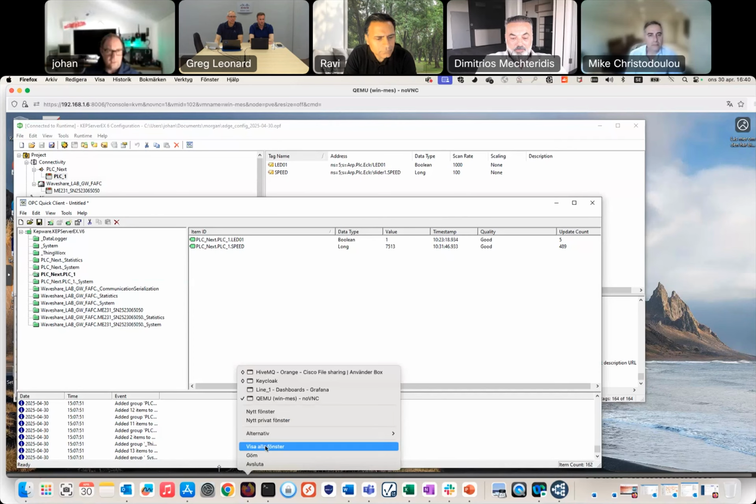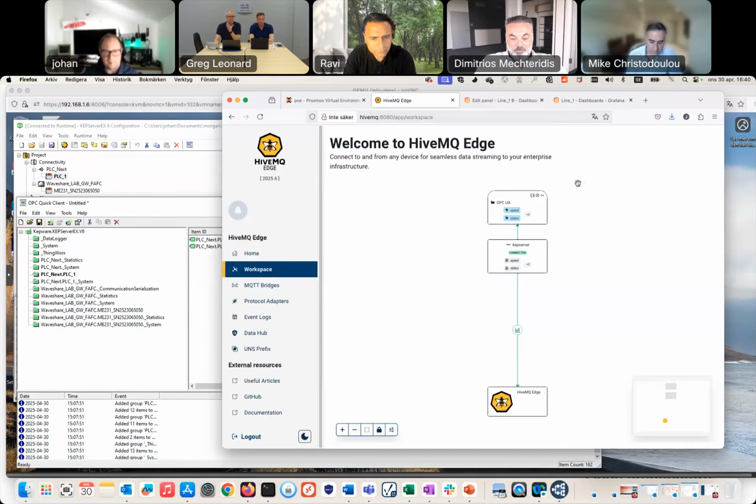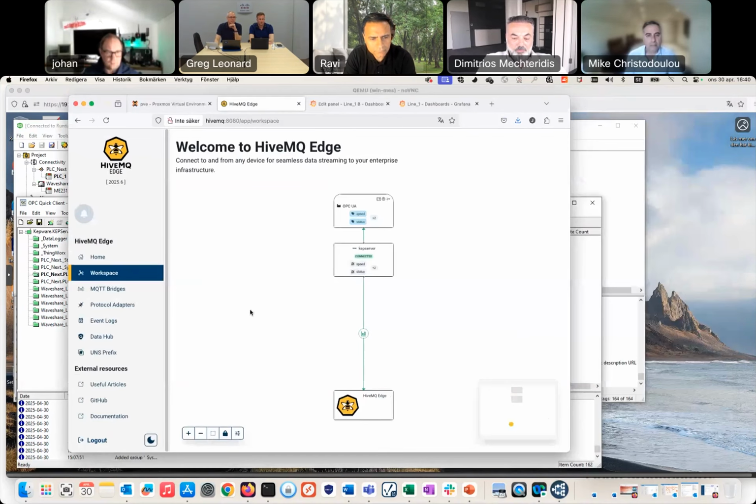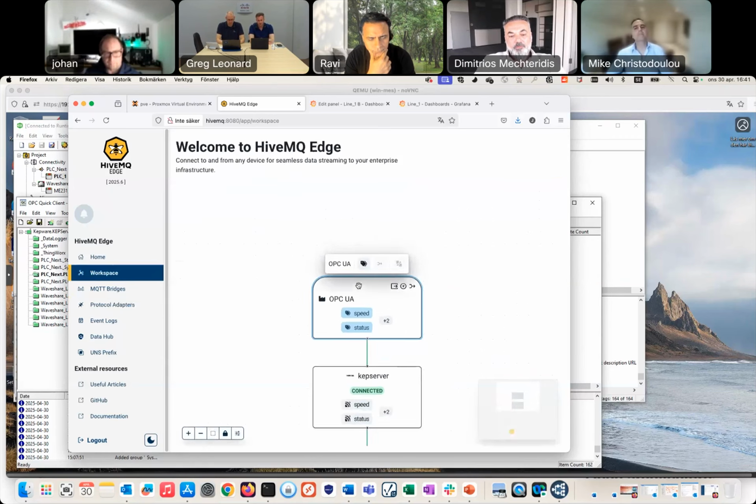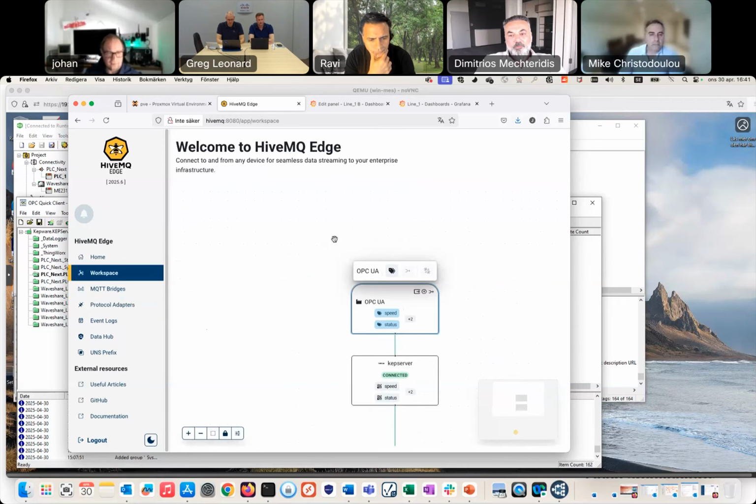And what I did is that I connected HiveMQ Edge. I understand it might be small, but it's not the intention that you need to see all the details. HiveMQ Edge is an MQTT broker that you can deploy on the edge. You have something called protocol adapters. In this case, I'm using a protocol adapter that speaks OPC UA and connects to the KEPServer instance. And I can map the tags that I have in my KEPServer, and I can translate them into MQTT topics. So here is a graphical representation of what I have mapped today.